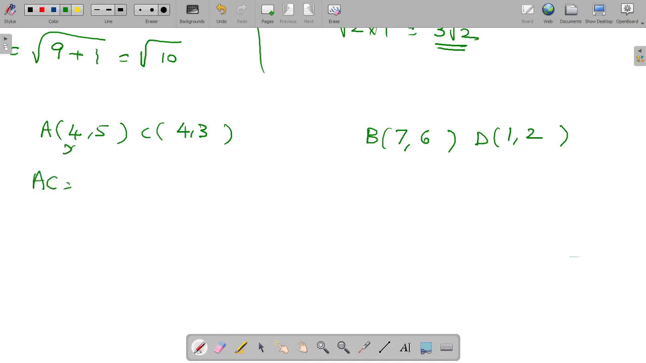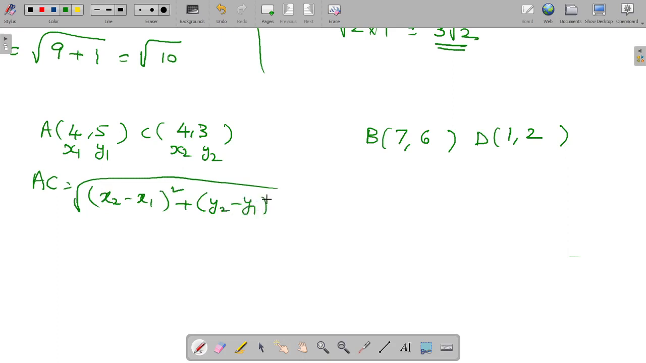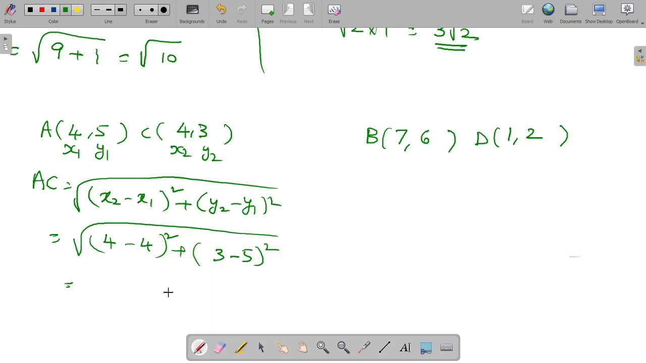AC is equal to the square root of (x2 minus x1) whole square plus (y2 minus y1) whole square, which is (4 minus 4) whole square plus (3 minus 5) whole square. This is 0, and 3 minus 5 is minus 2 whole square, the square root of 4, which is equal to 2.